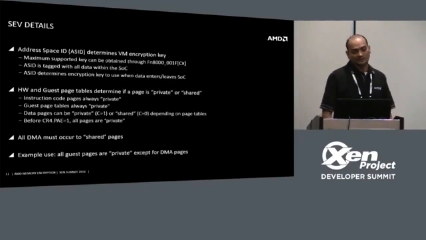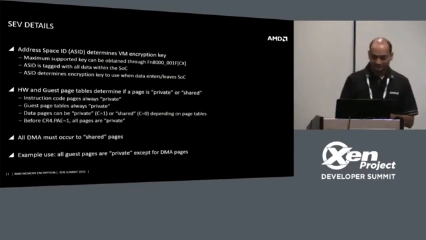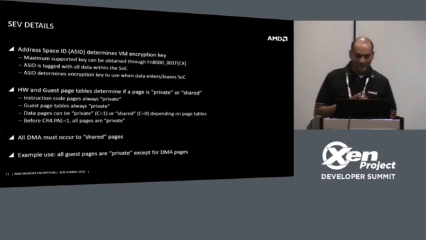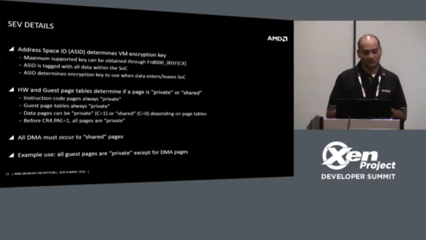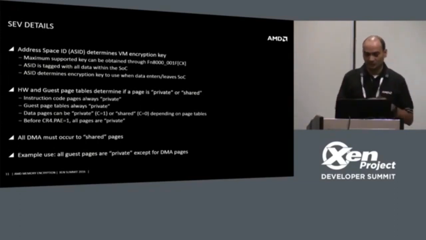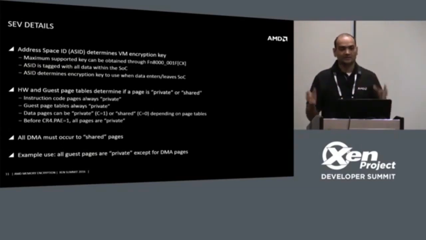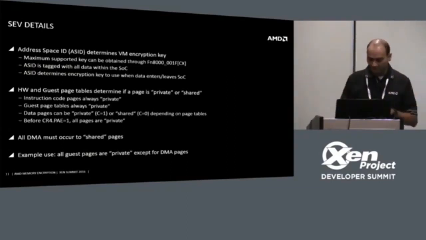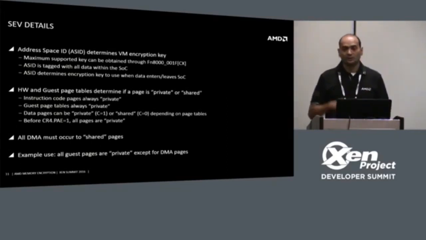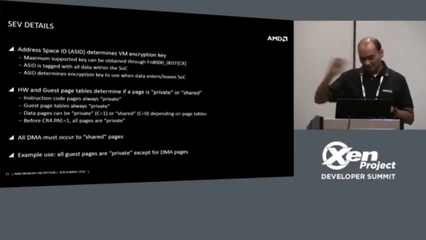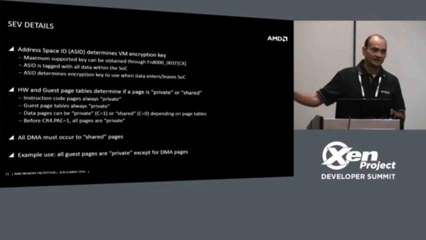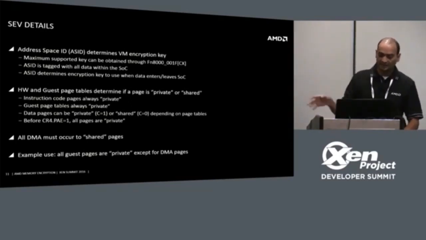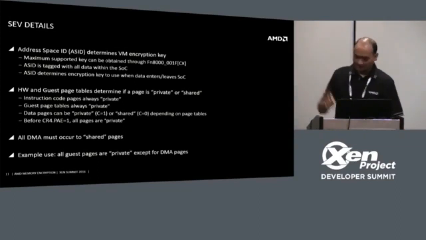Now, slightly more detail about SEV. The way keys are managed is through ASIDs. In the VMCB you have the ASID, which we tag. The ASID gets tagged for all the data inside the CPU. But when the data leaves the CPU and goes to the RAM, it is always encrypted and decrypted. So everything is tagged through the ASID.